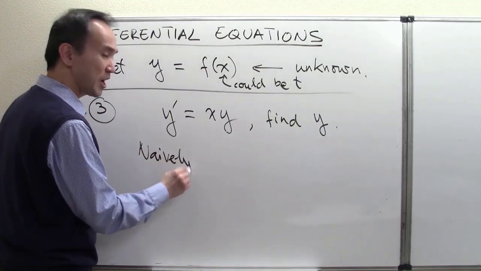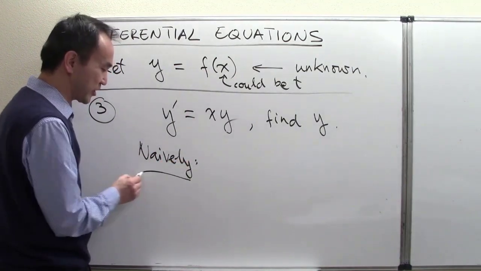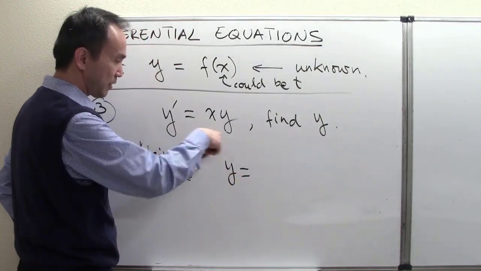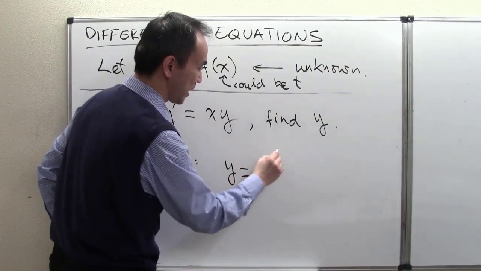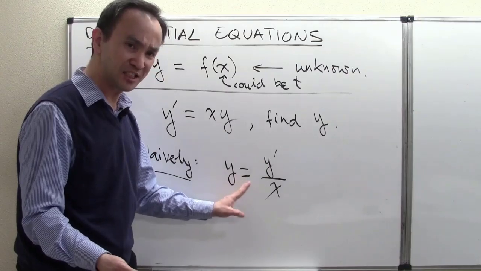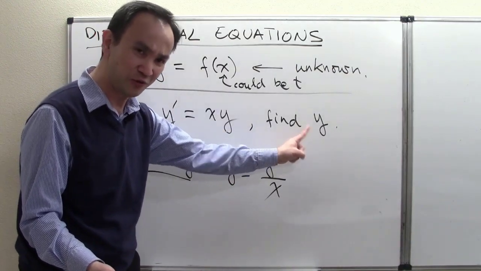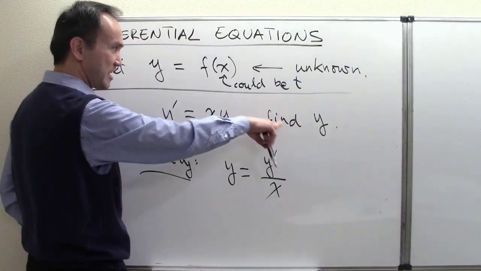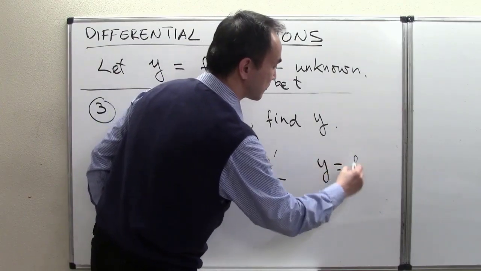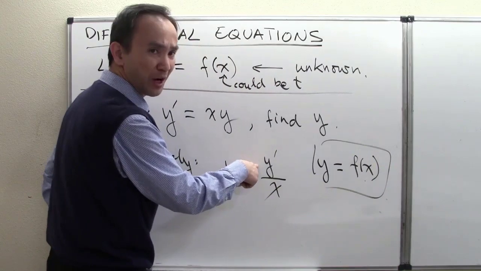Now, naively speaking, do not do this. This is actually my own lesson that I learned from first being exposed to the world of differential equations. Naively, I did this: dividing both sides by x, making it y prime over x equals y. So we found some expression, but this is not the answer. When you are asked to find y, it is intended that you find the complete y explicitly in terms of x only. No more y prime involved.